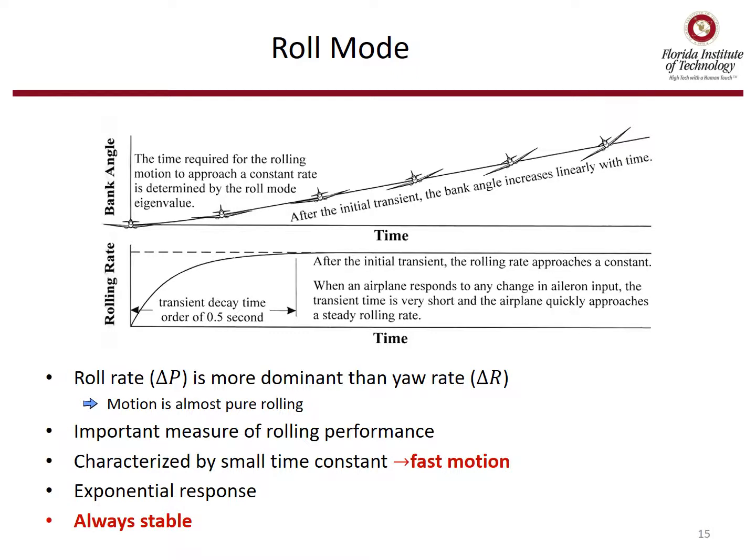This diagram describes the roll mode in more detail. But basically the roll rate is more dominant than the yaw rate, so the motion is almost purely roll. It's an important measure of rolling performance. It's characterized by small time constants, which means fast motion. It's an exponential response, so no oscillation, and it's always stable.